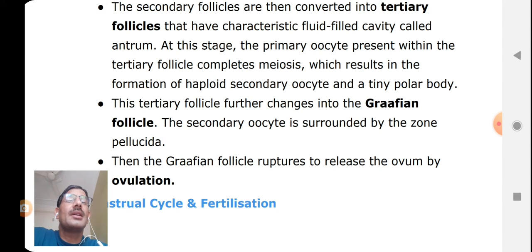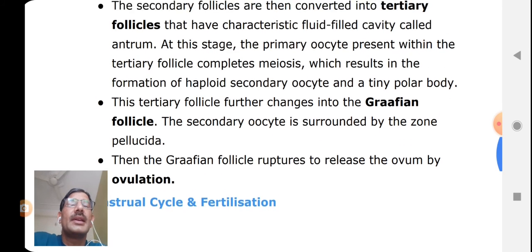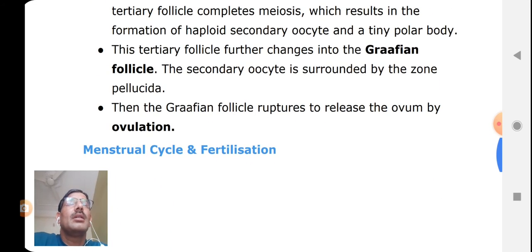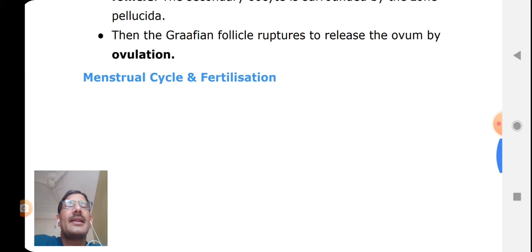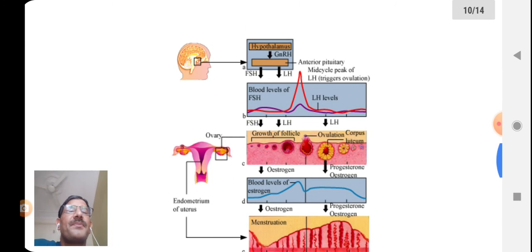The tertiary follicle further changes into the Graafian follicle, and inside it there is the secondary oocyte. It is surrounded by the zona pellucida, a protective layer. Then the Graafian follicle ruptures to release the ovum, and this is called ovulation. So during ovulation, the ovum is at the secondary oocyte stage. Now see the menstrual cycle and fertilization.